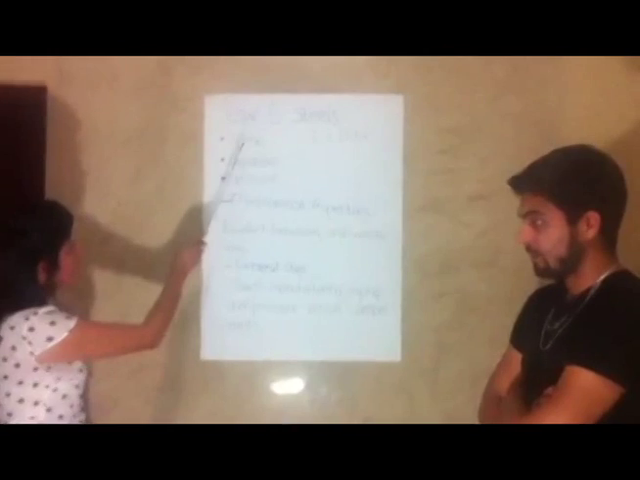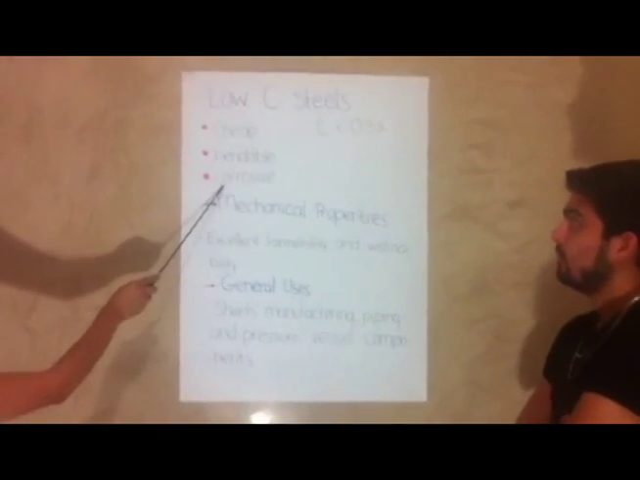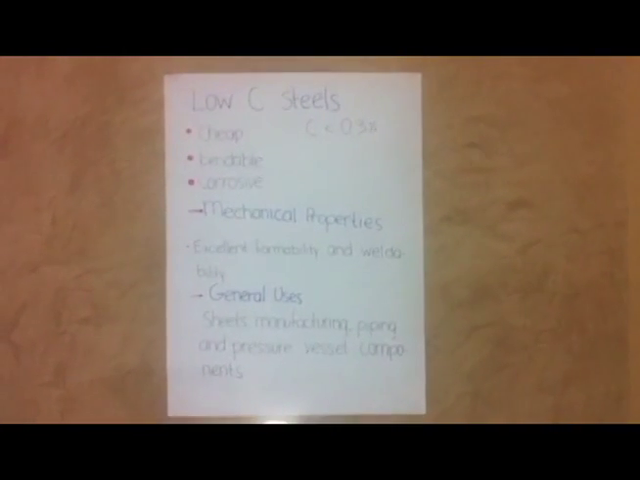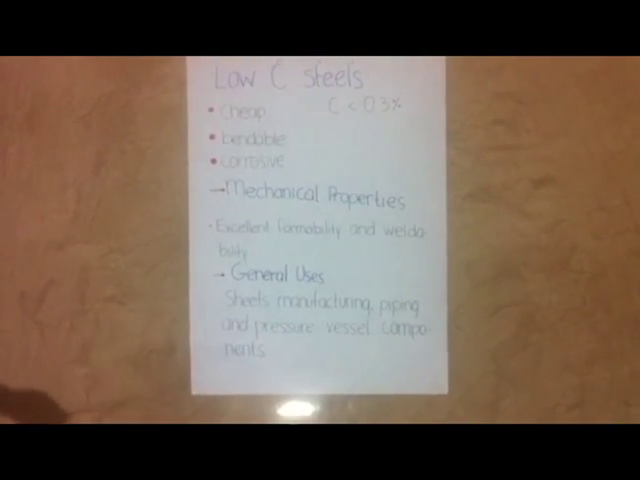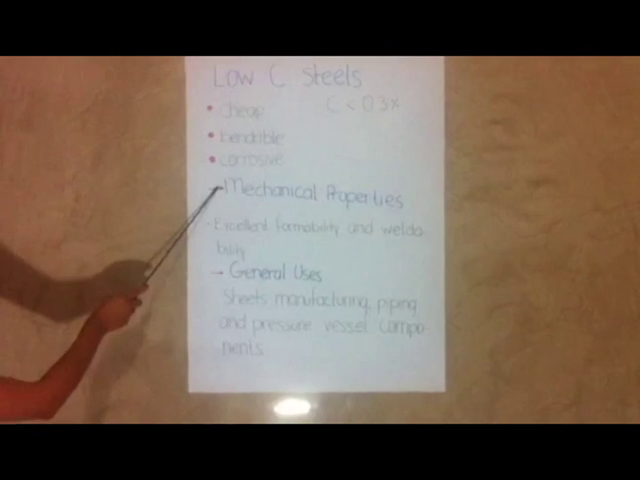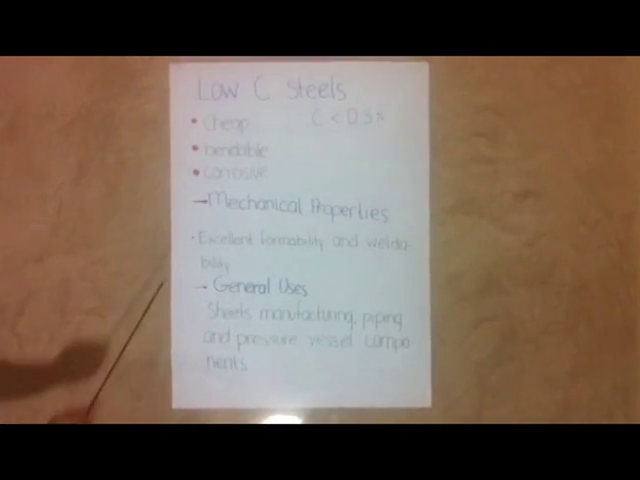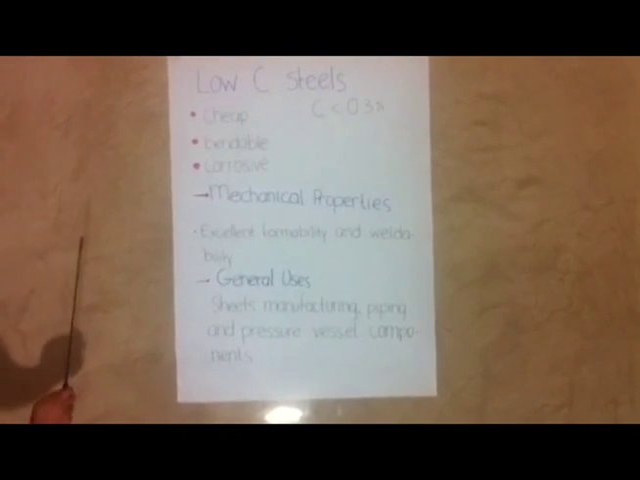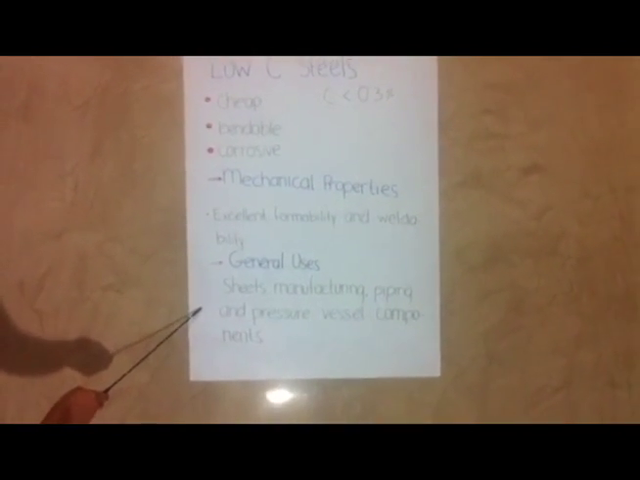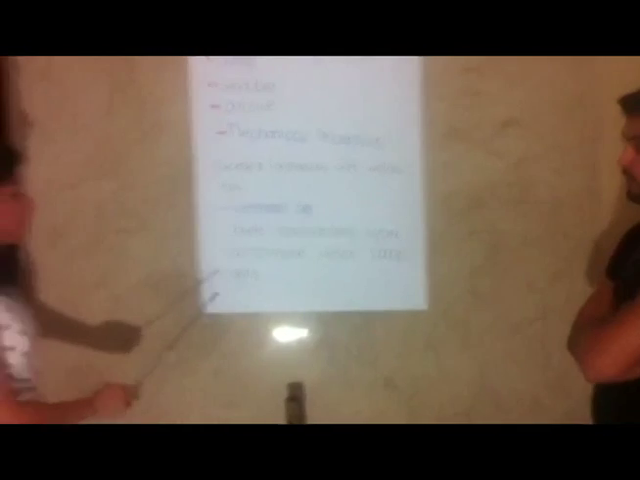Classification of carbon steel. Low carbon steels are cheap, bendable, and corrosive. The concentration of carbon in low carbon steel is less than 0.3%. Mechanical properties: low carbon steels have excellent formability and weldability. Their general uses: sheet manufacturing, piping, and pressure vessel components.